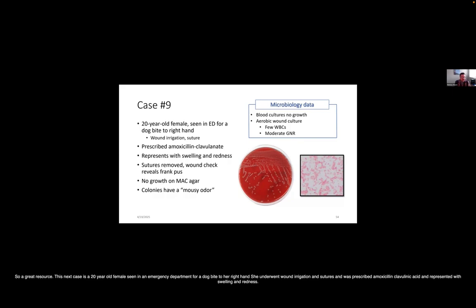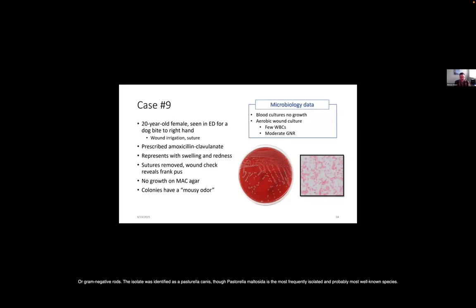This next case is a 20-year-old female seen in an emergency department for a dog bite to her right hand. She underwent wound irrigation and sutures and was prescribed amoxicillin clavulanic acid and represented with swelling and redness. The sutures were removed. A wound check revealed frank pus. This pus was cultured. There was no growth of this organism on MacConkey agar, but we did see growth on the blood agar. And when we stained it, we saw these very small gram-negative coccobacilli, or gram-negative rods.